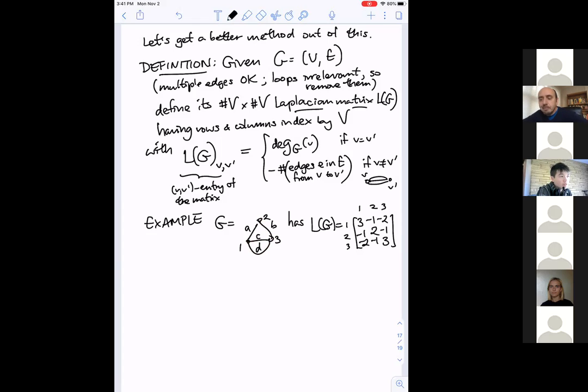Wait, if the loop were there, would it be 4 for the middle slot instead of 2? Great question. So why was I being careful about this and saying remove them? You don't want to let the loops count for any valence. So that's why it's probably better to remove them. Does it break stuff if the loops are still in there? It'll break stuff if you change the valence there. Yeah, you got to get the valence right without the loops.